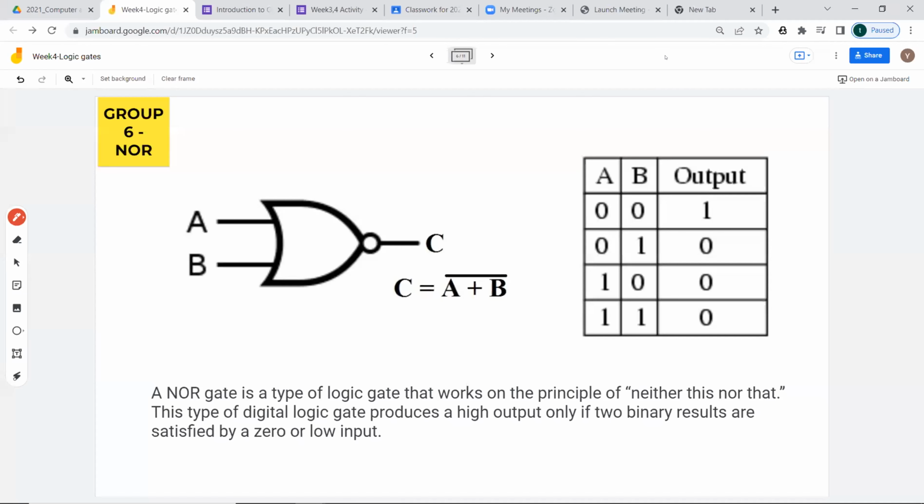Good morning, everyone. A NOR gate is a type of logic gate that works on the principle of neither this nor that. This type of digital logic gate produces a high output only if both binary inputs are 0 or low. So if the two inputs inserted to a NOR gate are A and B, the result will be produced as A plus B, whole bar. That's it, madam. Thank you.